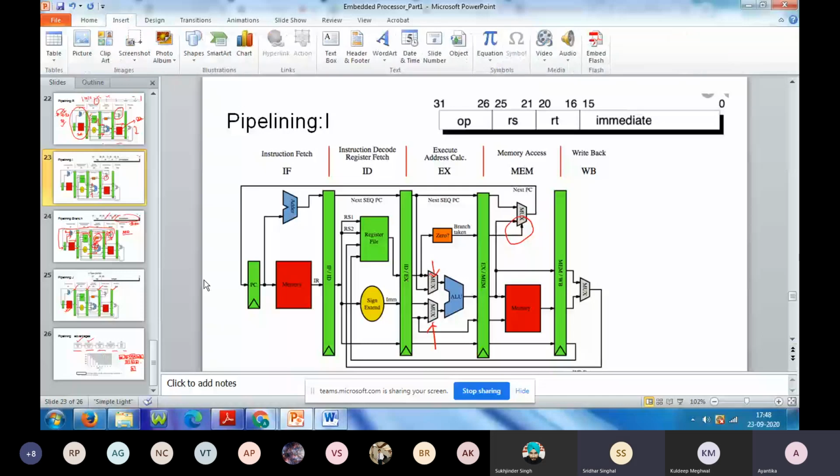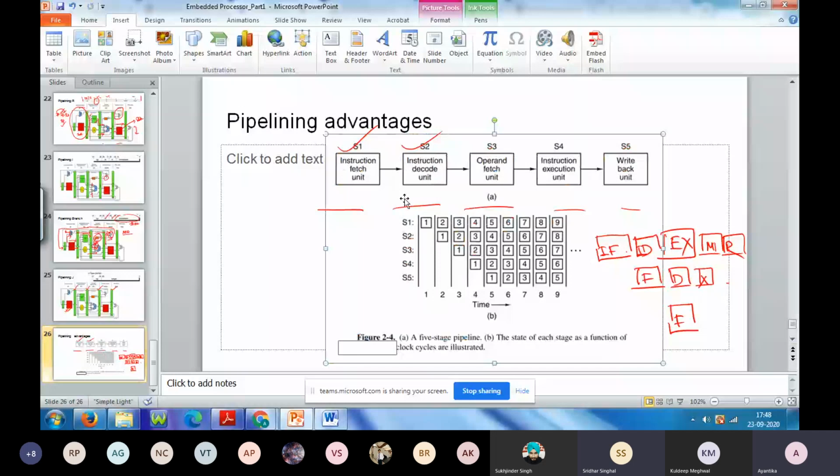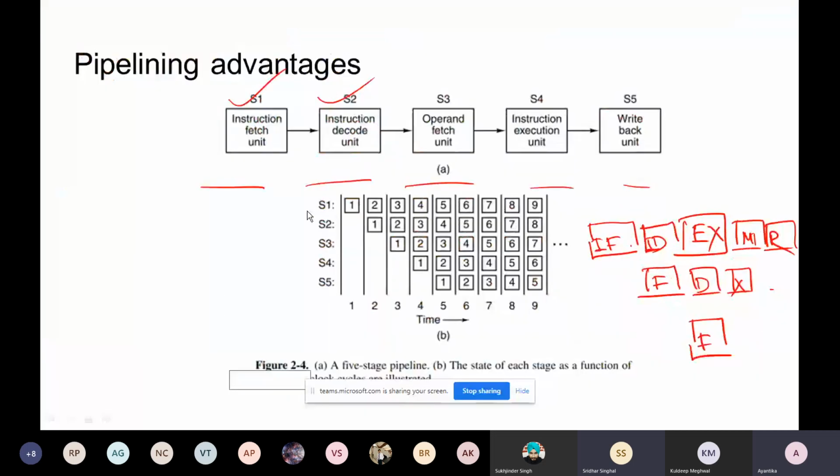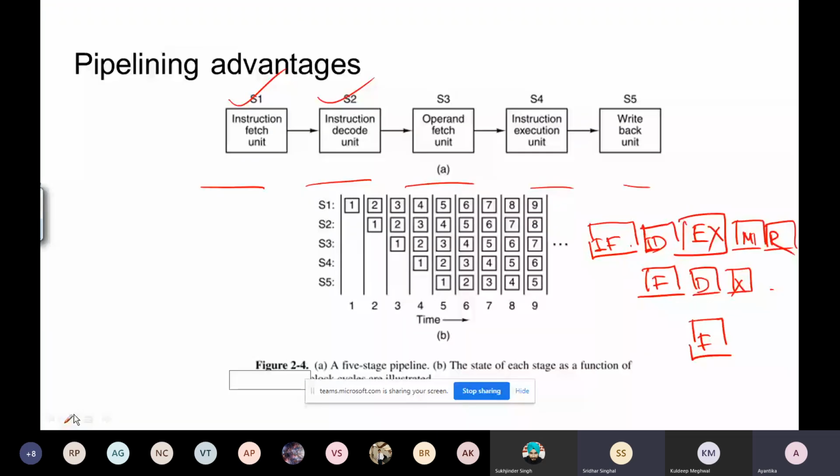Ma'am, you were explaining on the last slide this part. Okay. See, here you can see these are the stages. Stages means you have instruction fetch, instruction decode. Those are your stages. Yes, ma'am. So you can see these are the stages given.